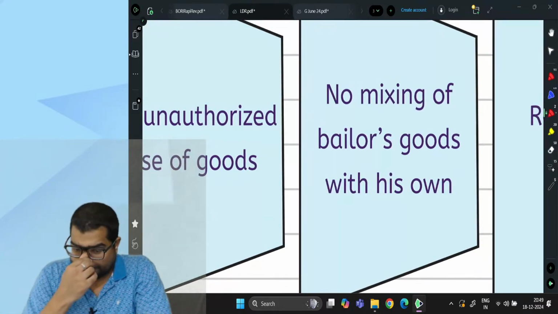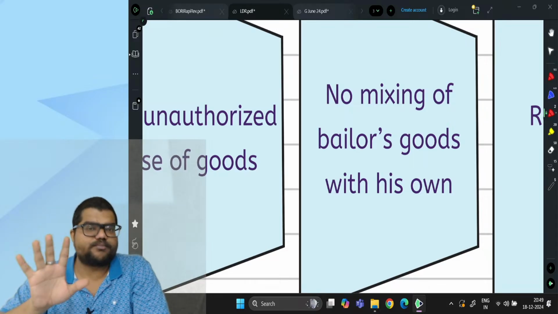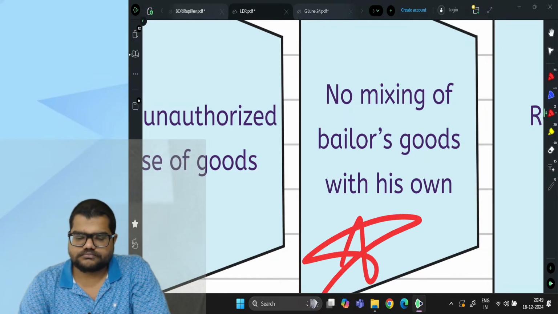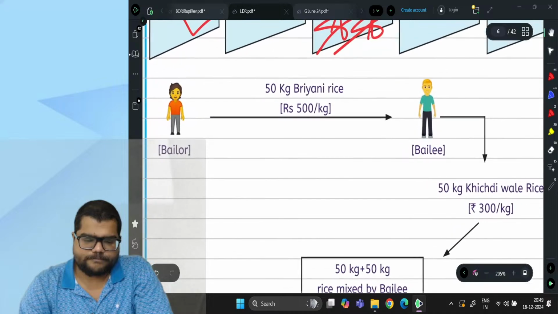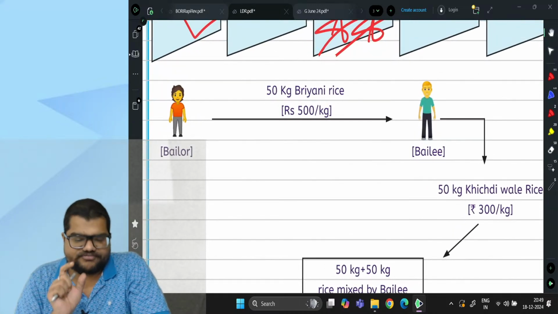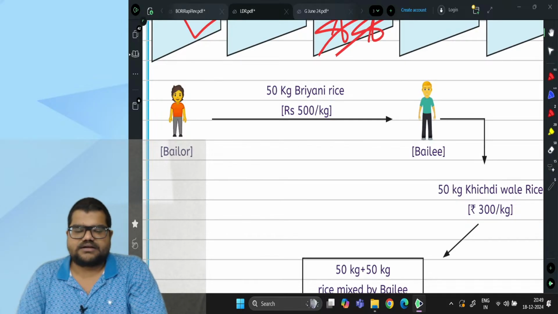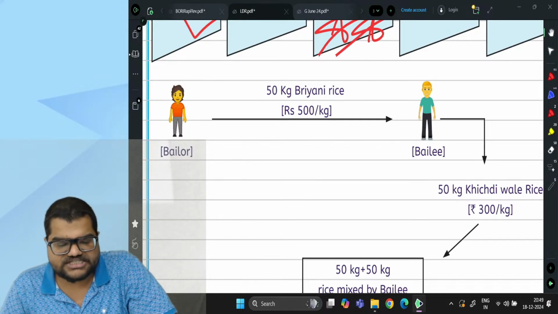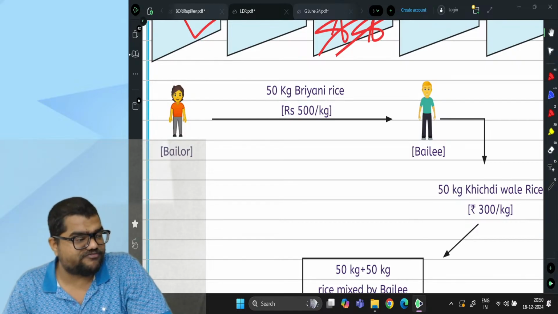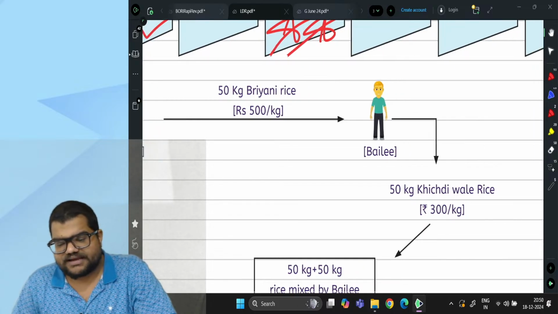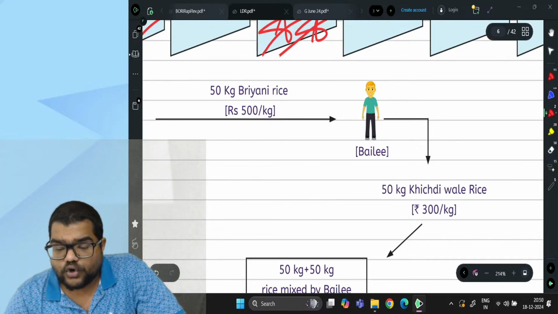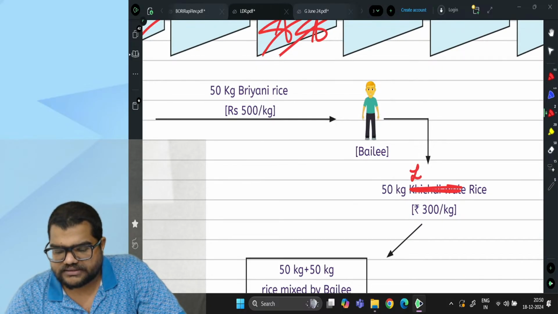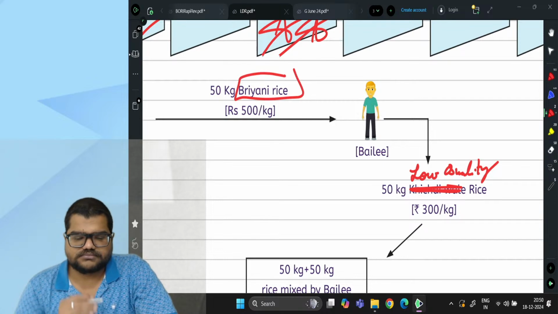Next one. Very important for your exam. See the diagram. I gave 50 kg biryani rice worth rupees 500 per kg to my friend. That friend of mine mixes that biryani rice, a high quality rice, with a low quality rice. Okay. This is a royal one.